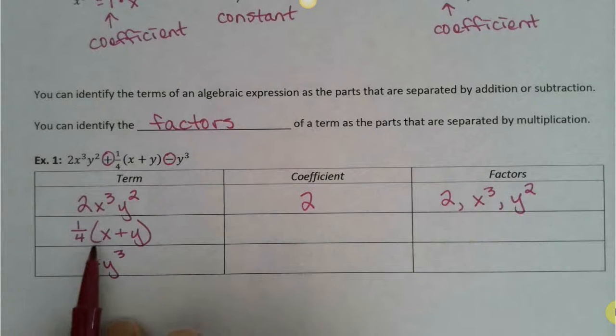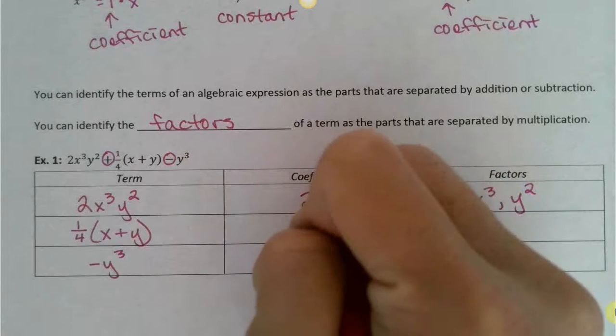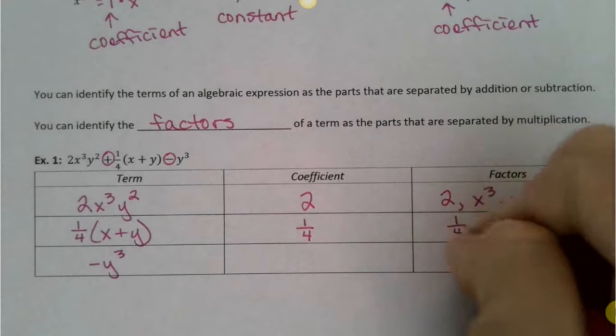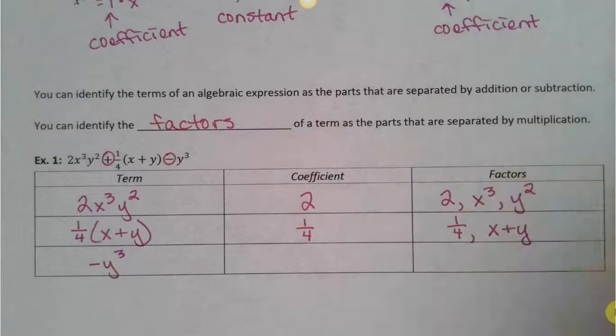What's the number in front on this one? It's the 1/4. And what's getting multiplied together? The 1/4 and the x plus y. So those are the 2 factors of this term.